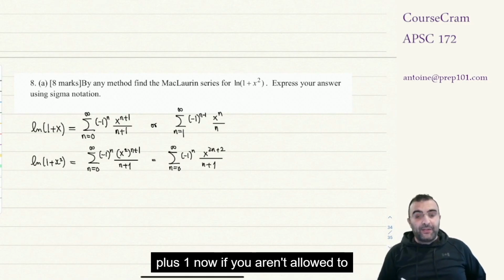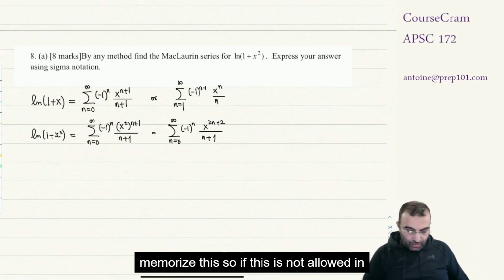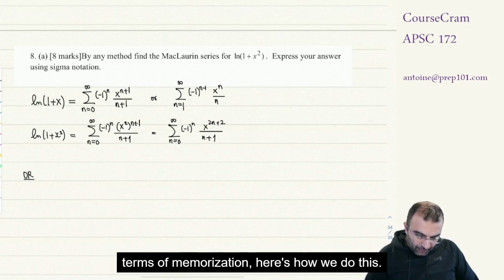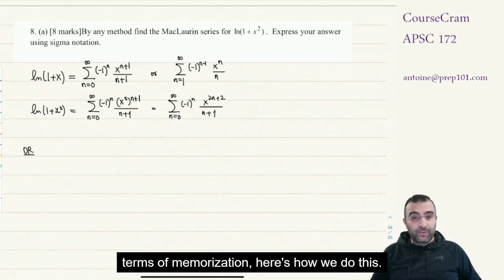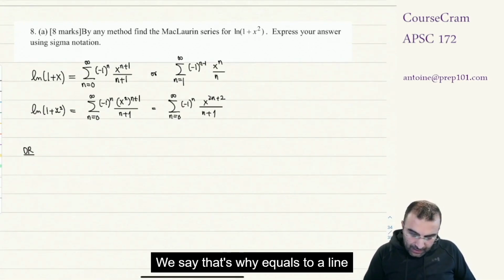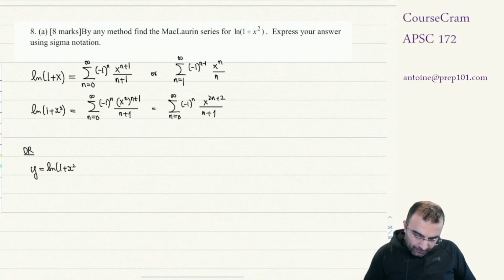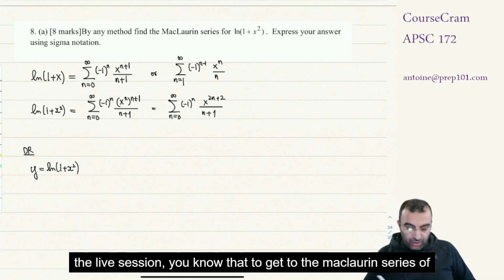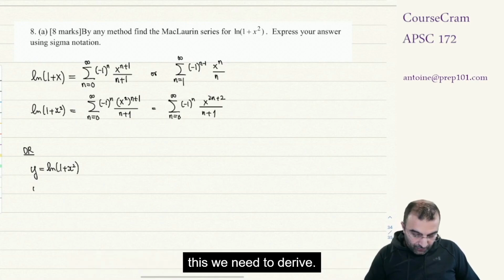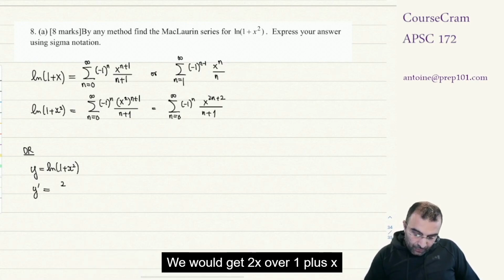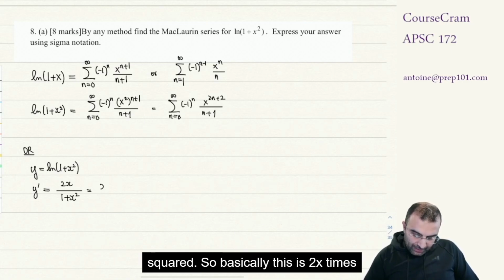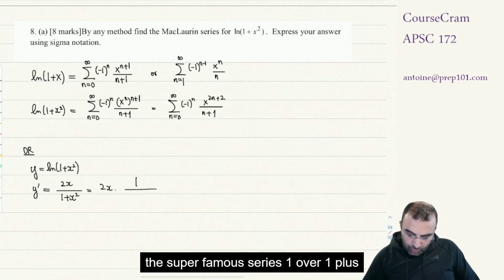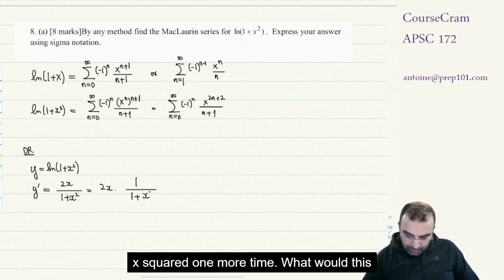Now, if this is not allowed in terms of memorization, here's how we do this. We say let y equal ln(1 + x²). From the many examples that we would have done in the live session, you know that to get to the Maclaurin series of this, we need to differentiate. We would get 2x over 1 + x². So basically this is 2x times the super famous series 1 over 1 + x².